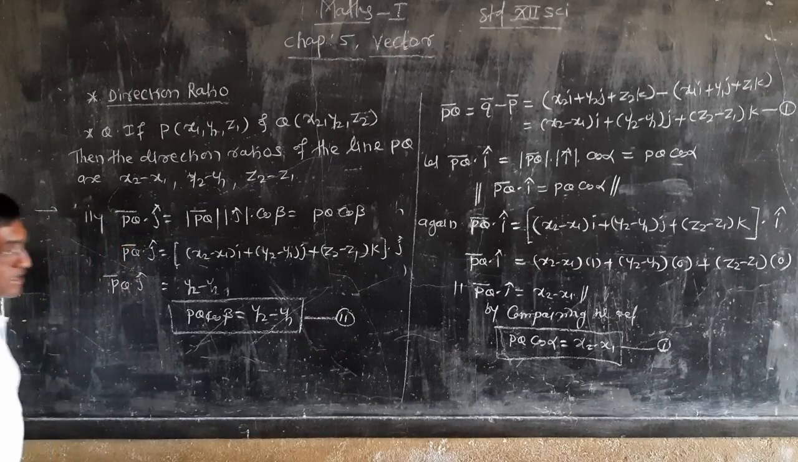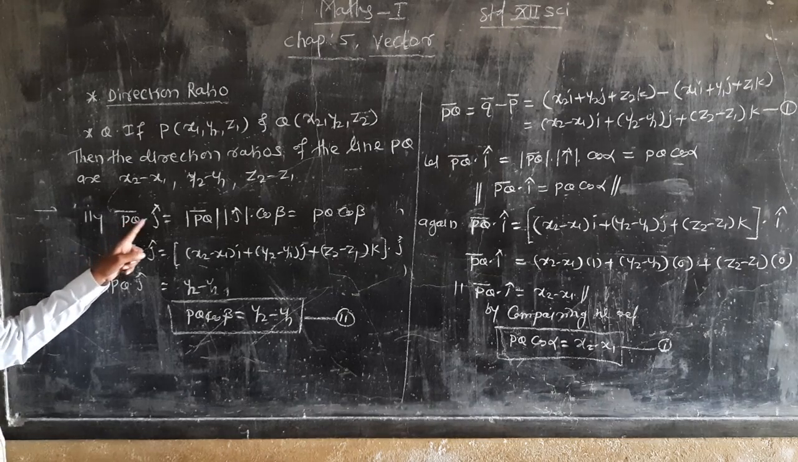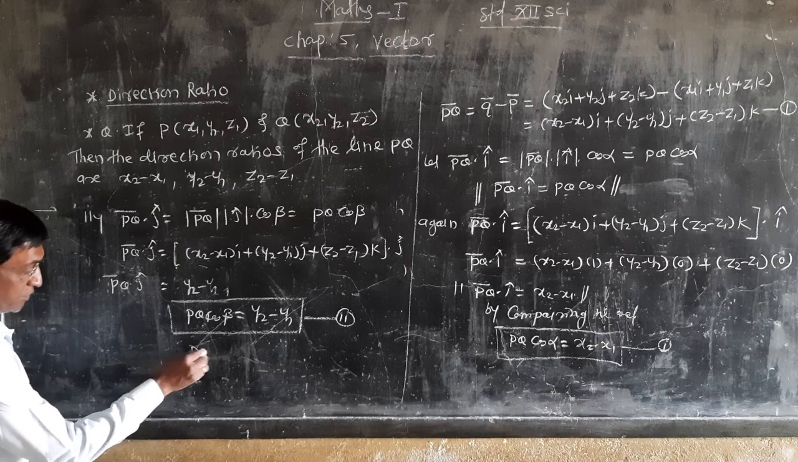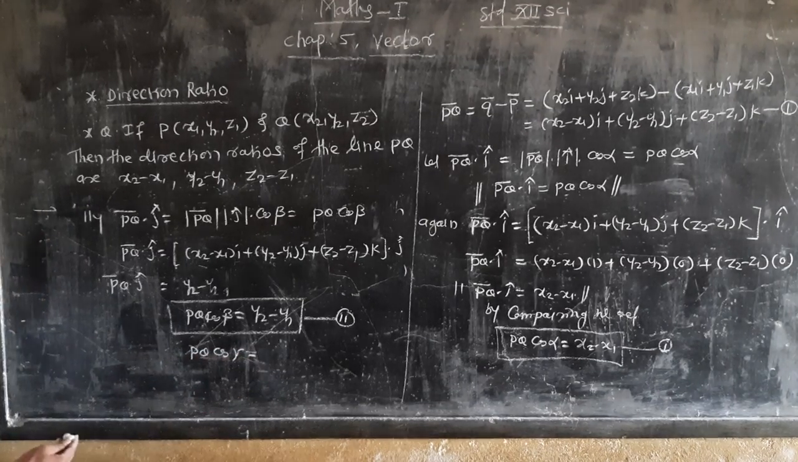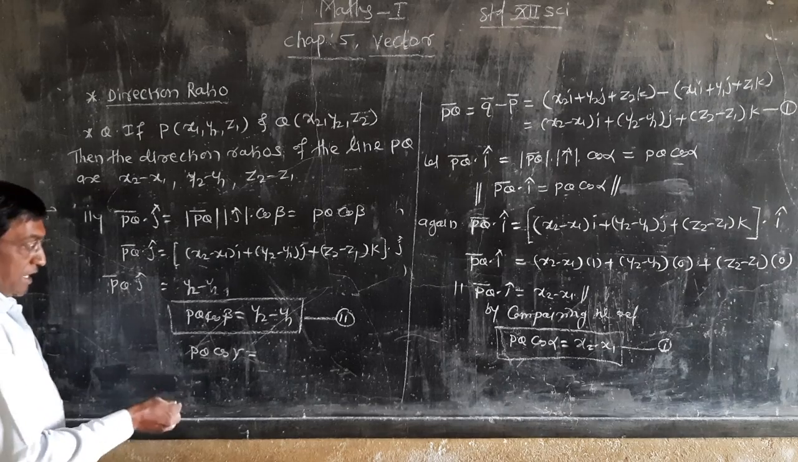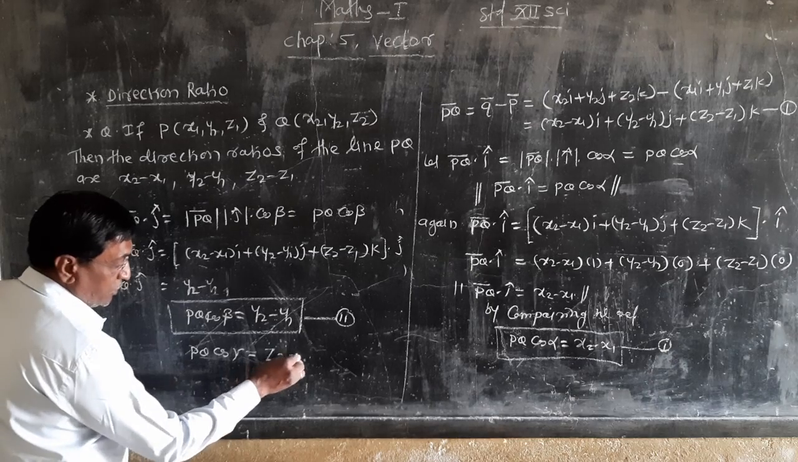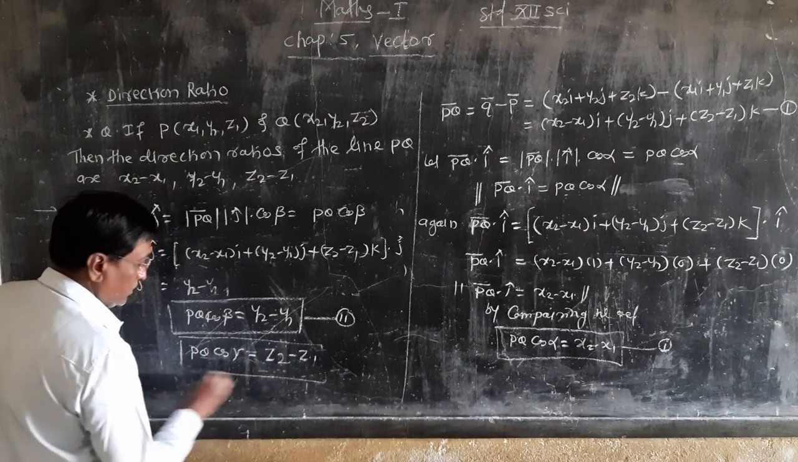Similarly, with the z axis, the unit vector along the z axis is k bar. In the same way we take the dot product of PQ bar with k bar, and finally we get PQ cos gamma, because the angle between k bar and that line is gamma. So directly we get z2 minus z1. I will consider this as equation number third.